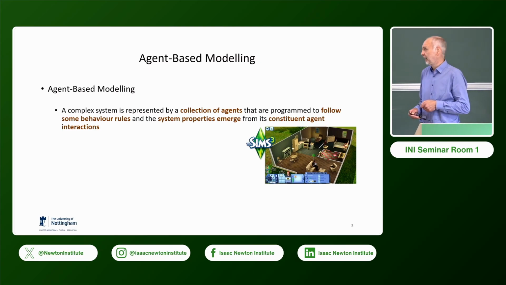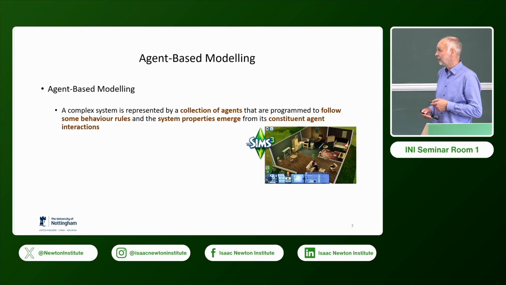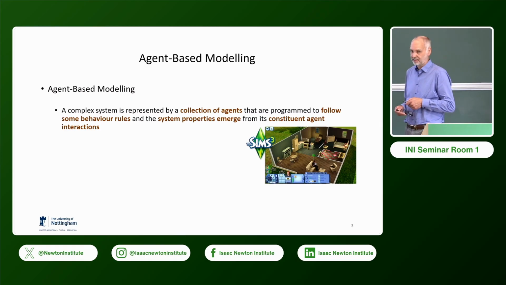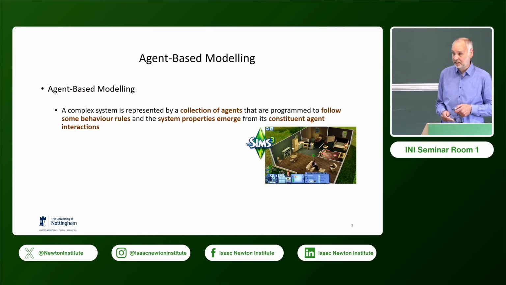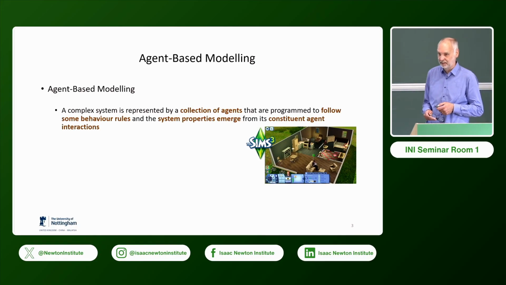So this is my idea of agent-based modeling. It's very similar to yours, I guess. We have a collection of agents. They have some rules. They need to communicate with each other. And we hope that we can see some interesting system properties emerging.